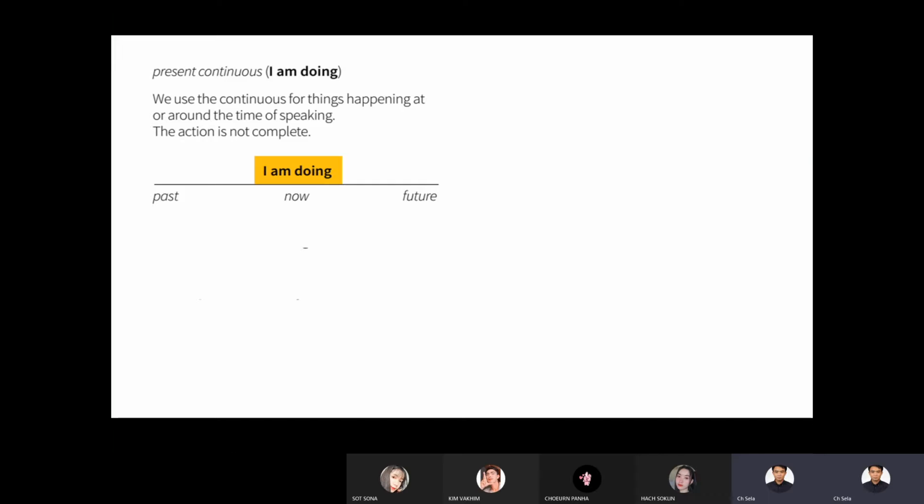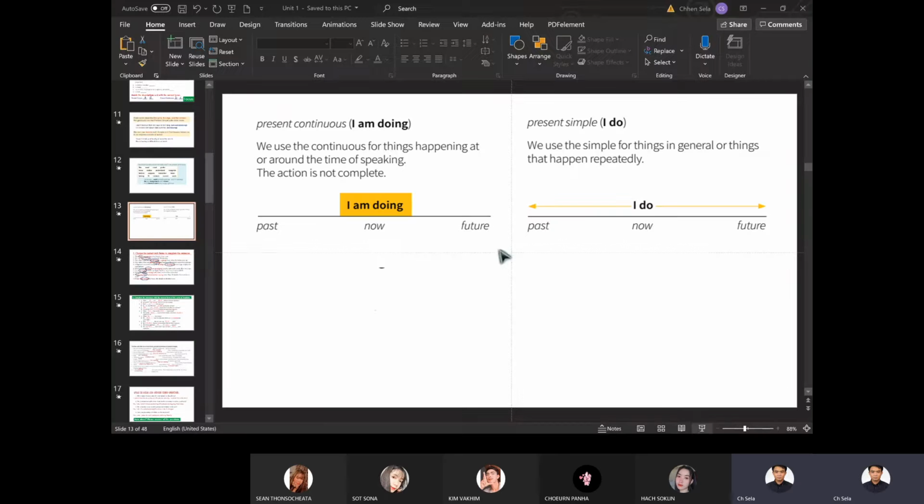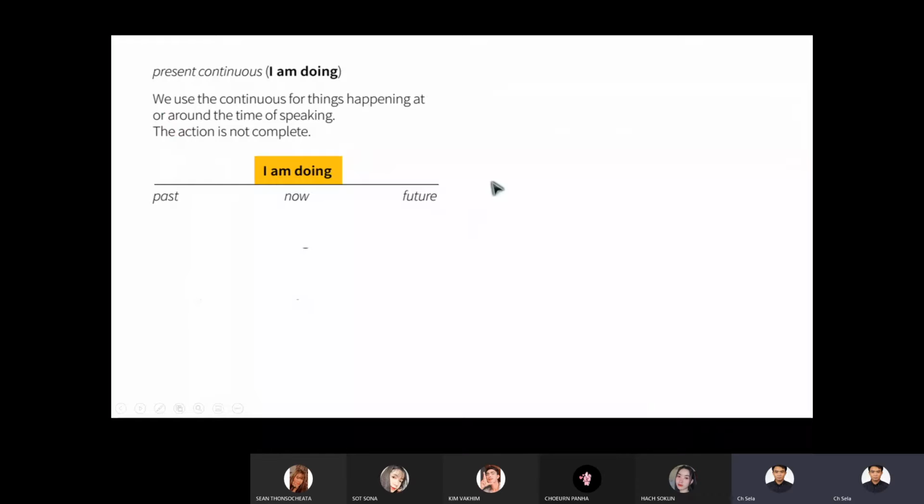Last week we were talking about present continuous and present simple. Present continuous: I am doing. Normally, the form of present continuous is to be plus verb-ing: am, is, are plus verb-ing. So that is the form of present continuous.